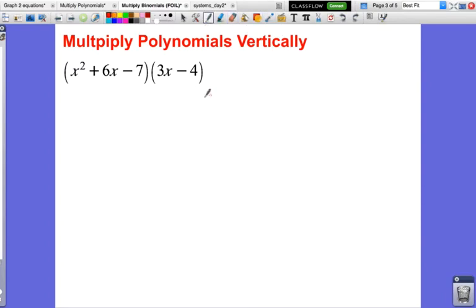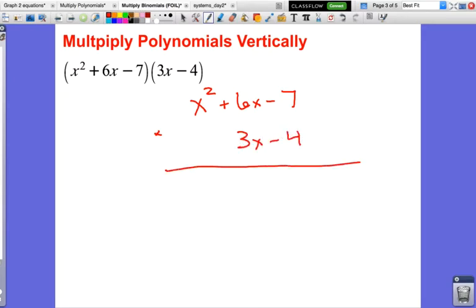So what I'm going to do is I'm going to set it up as x squared plus 6x minus 7, and we're going to multiply by 3x minus 4. The first thing I'm going to do here is just multiply negative 4 by all the pieces up top. So I have negative 4 times negative 7, which is positive 28. Make sure you multiply by whatever sign is in front. A negative times a negative is a positive, and when I multiply, I'm going to bring down that sign with me. So this is positive 28.